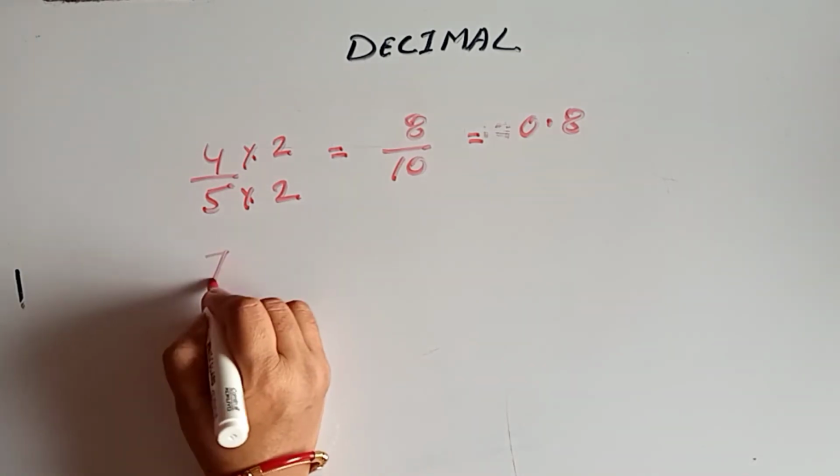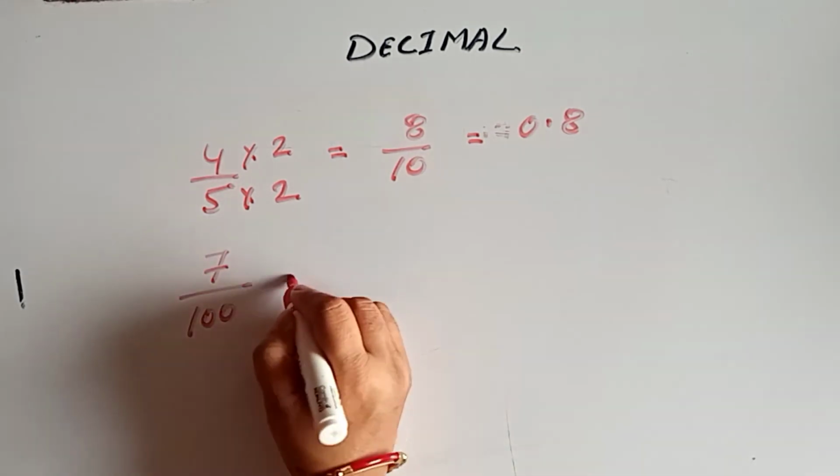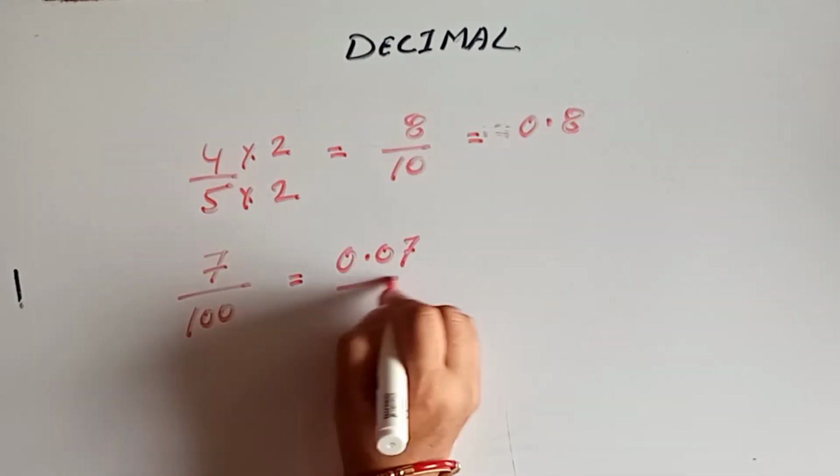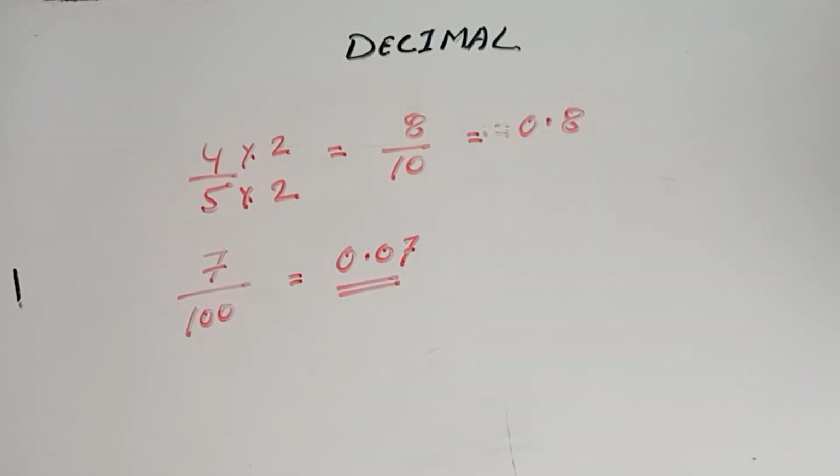Now suppose it is 7 by 100. So it is 0.07, the equivalent decimal. These are the decimal forms. We have to find the equivalent. Now you have to find the equivalent of 4 by 5 or 7 by 100. This is the way to write it in decimal form.